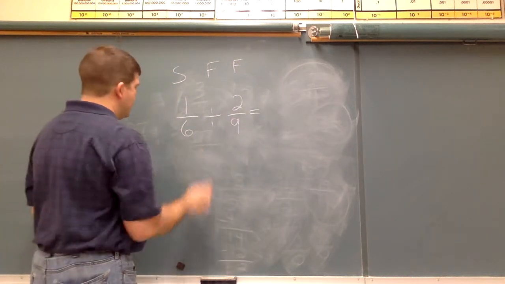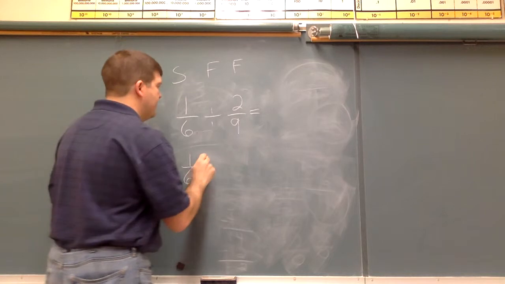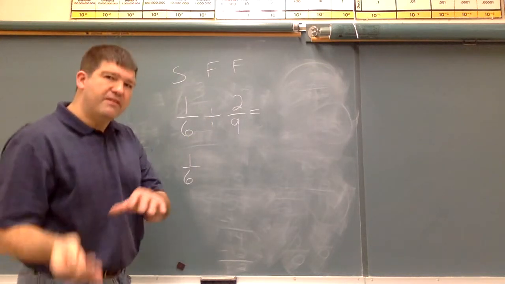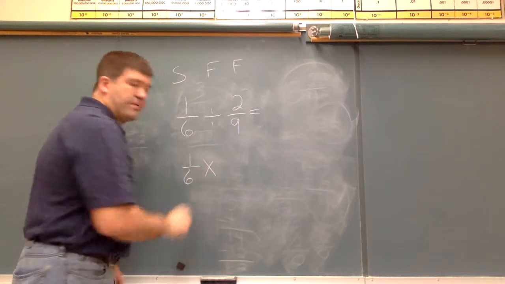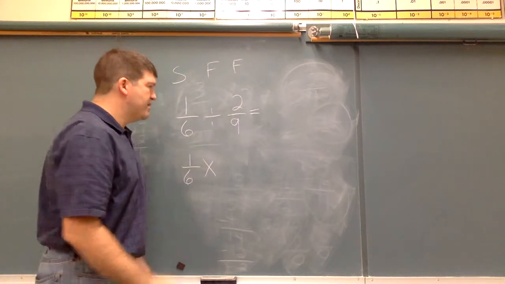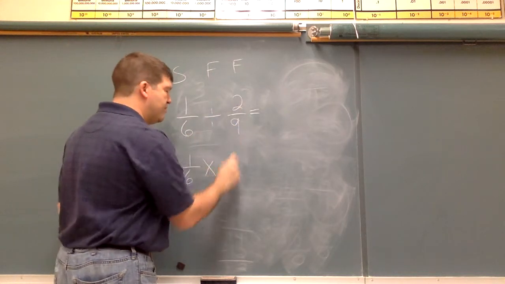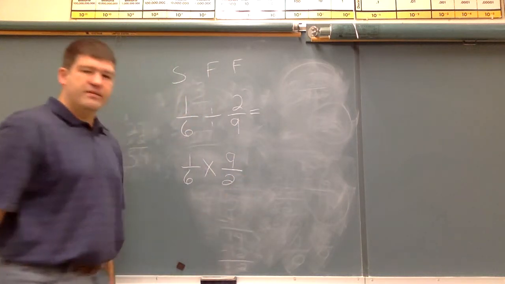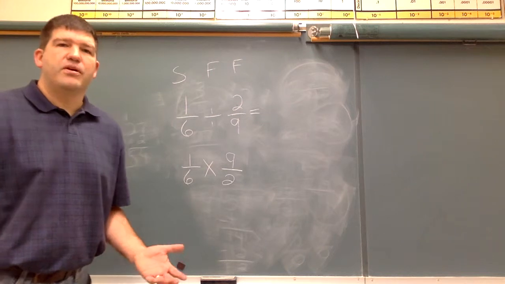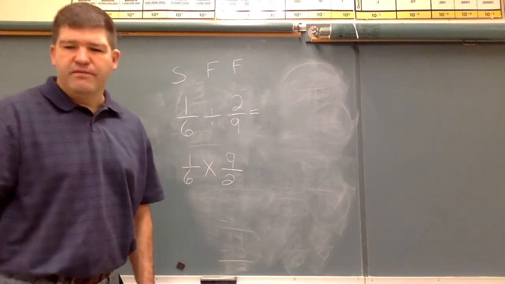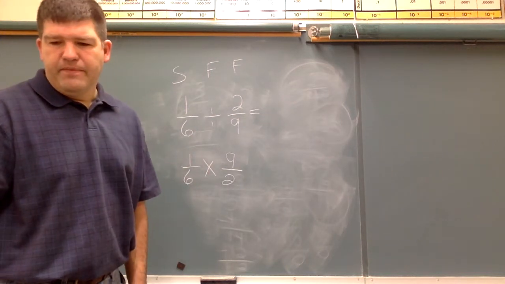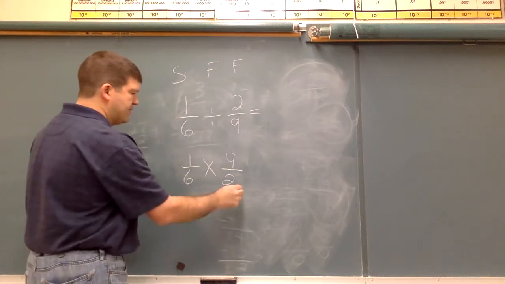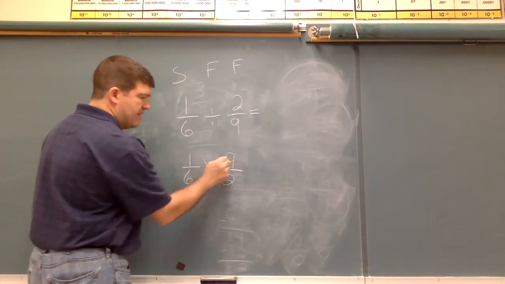So this first number I keep the same, 1/6. Then if I want to flip division, the opposite of division, multiplying, and then I want to flip this around. So instead of 2 over 9, I do 9 over 2. And now I'm just back to that multiplication problem that we've been working on for the first 5 problems of the study guide. So now I could do some cross canceling, which I see I have a 6 and a 9.